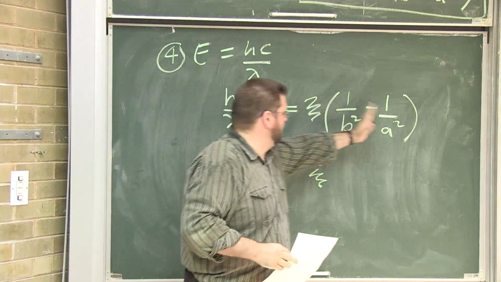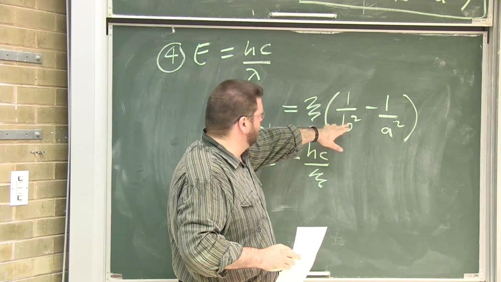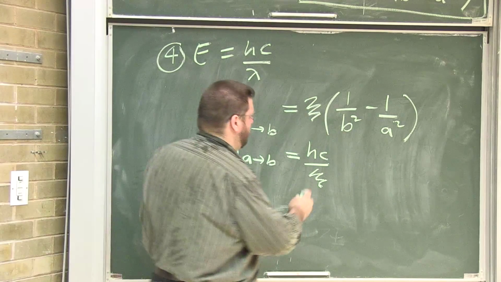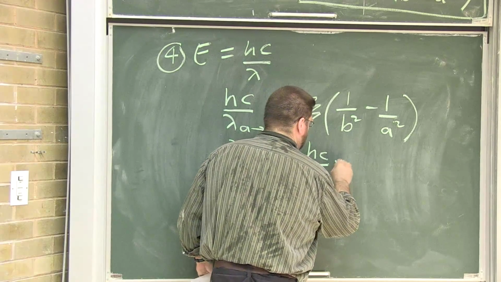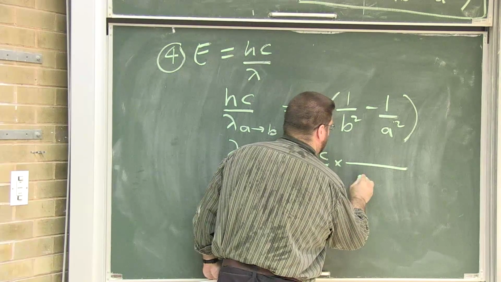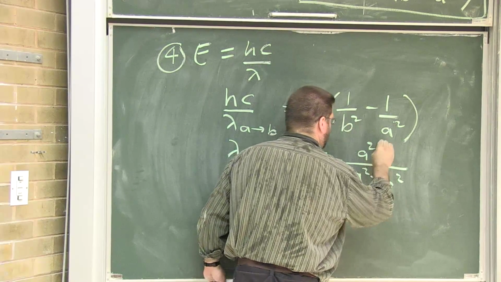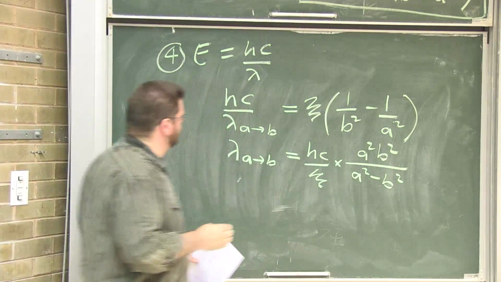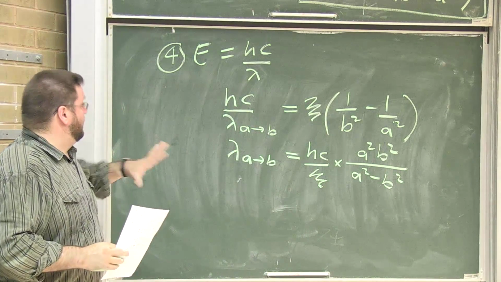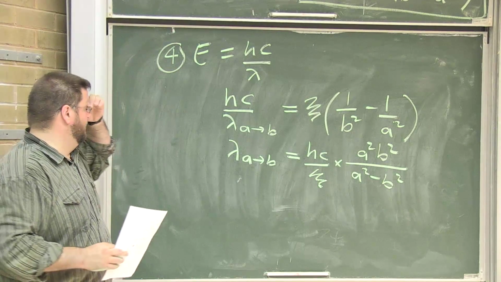Now I need to take the reciprocal of this, so let me combine the fractions. I'll get A squared minus B squared over A squared B squared, which I then reciprocate. So we have A squared minus B squared over A squared B squared. All right, so we've now got Bohr's prediction for the wavelength of this photon.